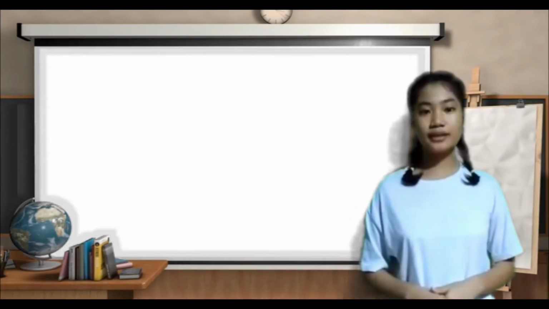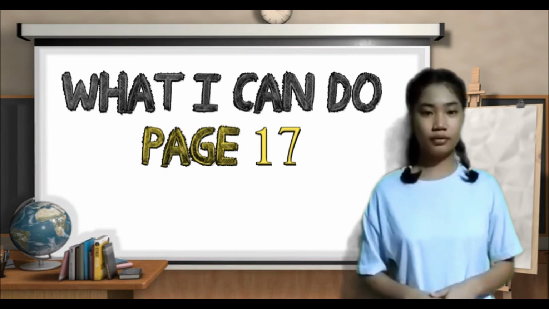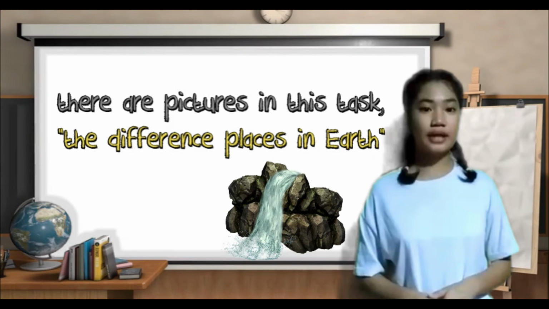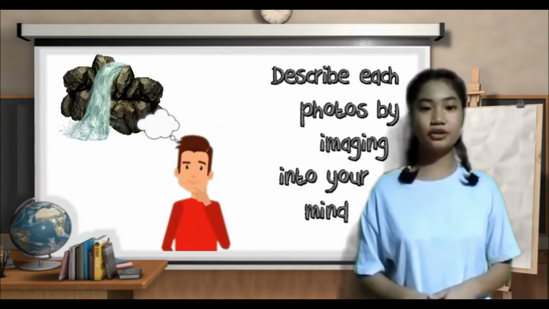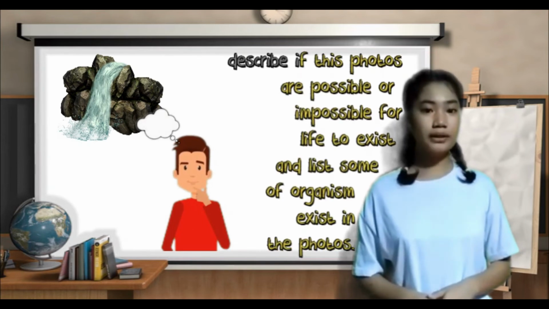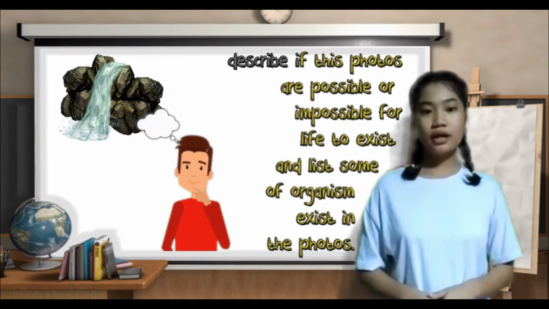Let's proceed to your next task, which is what I can do on page 17. Now that you are in this activity, there are pictures in this task. The different places in Earth. Describe each photo by imagining it in your mind. And describe if each photo is possible for some organisms to exist in.